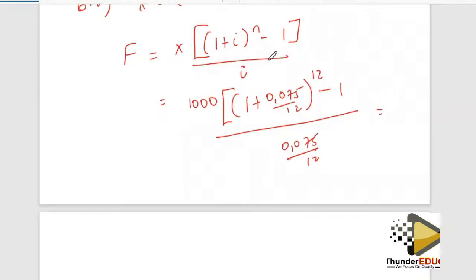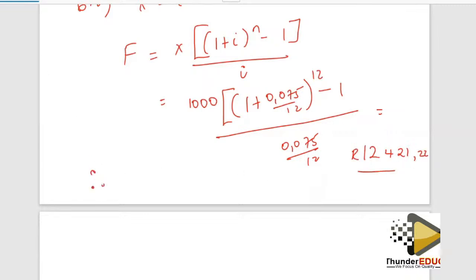I'll divide this by the 0.075 over 12. Then I just need to punch this into the calculator once and for all, no need of breaking down things. So 1 plus 0.075 over 12, to the exponent of 12, minus 1, over 0.075 over 12. I'm getting 12,422.122. That's what I get.